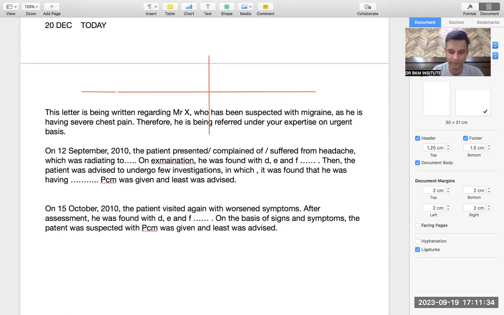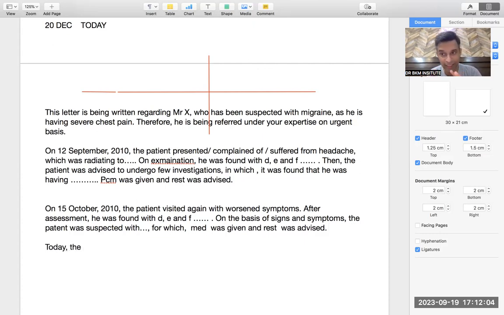Now a connector with this, for which whatever medication was given and rest was advised. So again, the second visit would be only that patient would be having worsened symptoms. So investigations would be done, suspicions would be made that patient was suspected with this and that thing.